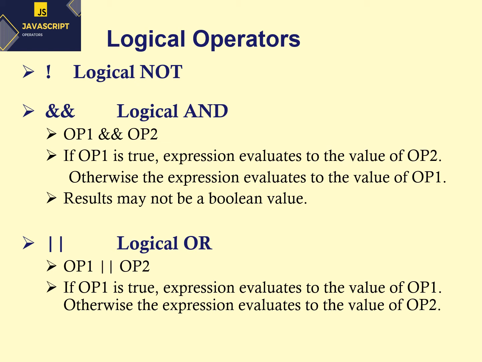So in the evaluation, if operand 1 is true, the expression evaluates to the value of operand 2. If the first operand has a true value, we have to check the value of operand 2. If operand 2 is also true, the expression produces a true value. Otherwise, the expression evaluates to operand 1. If operand 1 itself is false, then the result is also a false value.